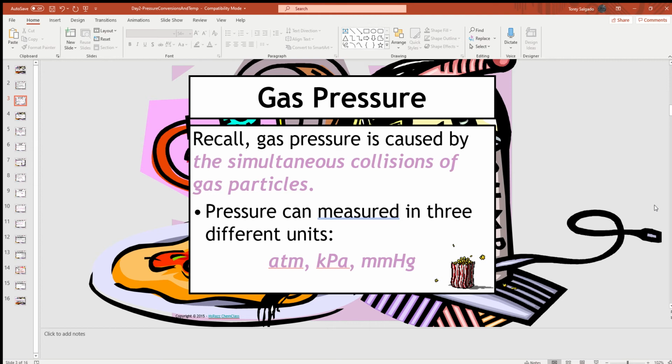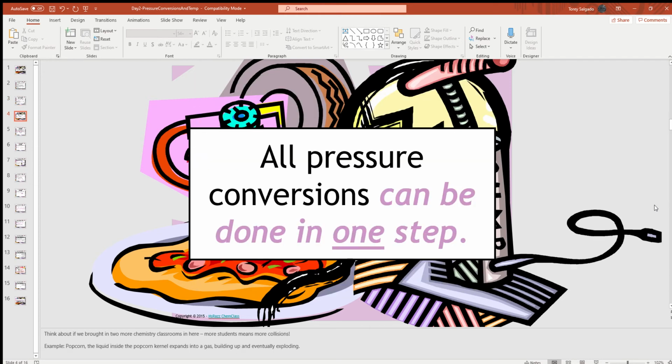So let's recall that gas pressure is caused by these collisions that happen when gas particles bump into each other. Okay, so the simultaneous collisions of gas particles. And pressure can be measured in 3 different units. We have atmospheres, we have kilopascals, and we have millimeters of mercury. Good thing is, all pressure conversions can be done in one step. So you're only going to have to multiply and divide once, or set up one T or set of boxes. Okay, so that's going to be pretty easy for us to get going.